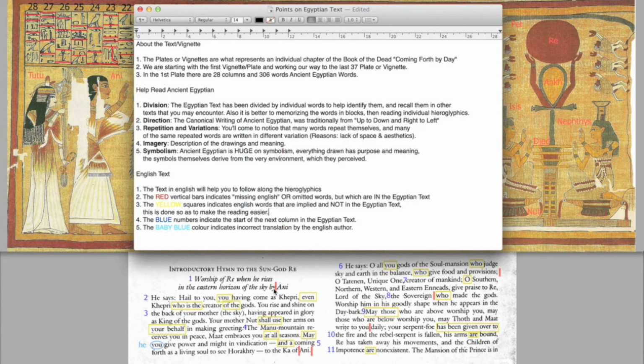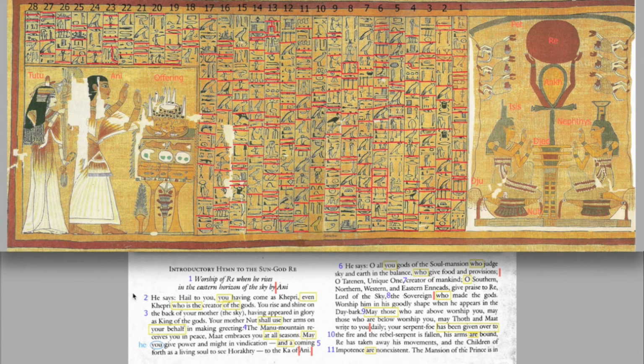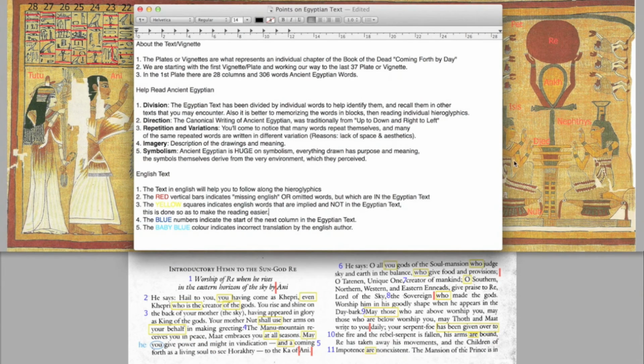Number 4. The blue numbers indicate the start of the next column in the ancient Egyptian text. So for example, here you have number 1, number 1, number 2, number 2, number 3, number 3, and so on and so forth. This is to help you to be able to read the text. Finally, number 5. The baby blue color indicates incorrect translation by the English author. Sometimes the authors make a mistake, but this is rare, but the correction is done in order to help you make sure to make the correct translation.